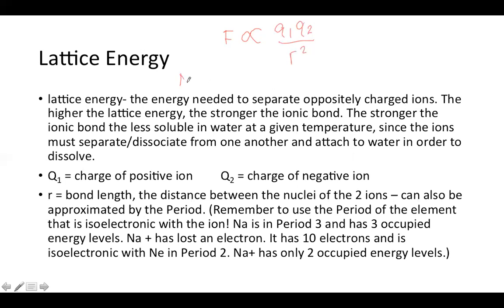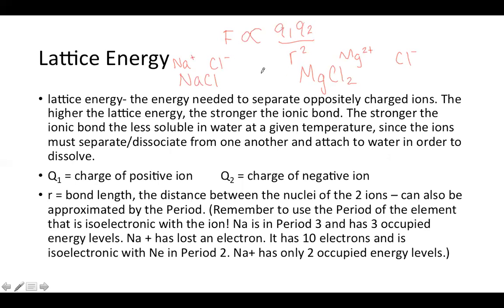Let's say we're comparing sodium chloride to magnesium chloride. Which one of these would you expect to have the greater lattice energy? You can use Coulomb's law to predict or explain this. If we were to separate these, sodium would have a +1, chlorine would have a -1, magnesium would have a 2+, and chlorine would still have a negative. So in this case, the charges are different.